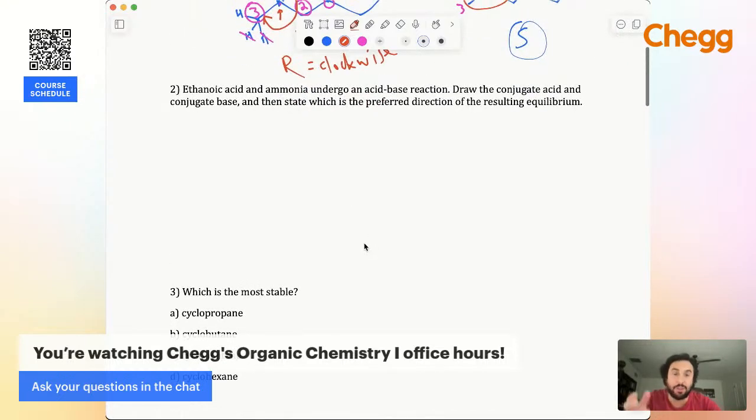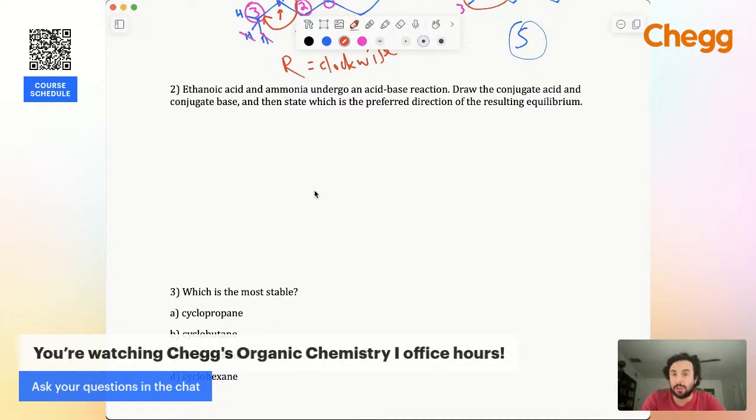I am going to do mostly the chirality and isomerism stuff, but let's also talk a little bit about acid-base, because acid-base reactions are one of those things that should be well understood from Gen Chem, but sometimes it doesn't always make it. And in organic chemistry, it's extremely important. We have a lot of acid-base reactions in organic chemistry. So let's look at this one. Ethanoic acid and ammonia undergo an acid-base reaction. Draw the conjugate acid and conjugate base, and then state which is the preferred direction of the resulting equilibrium.